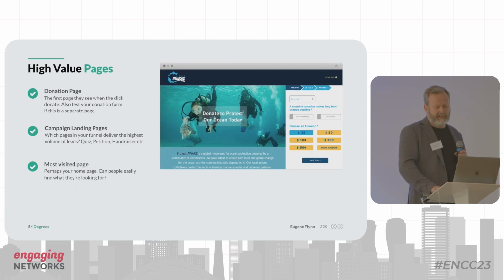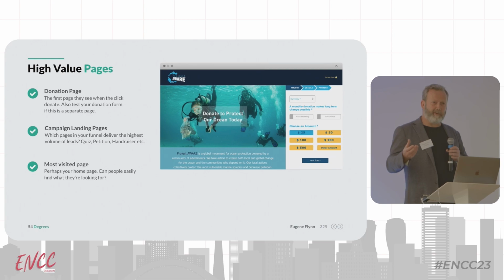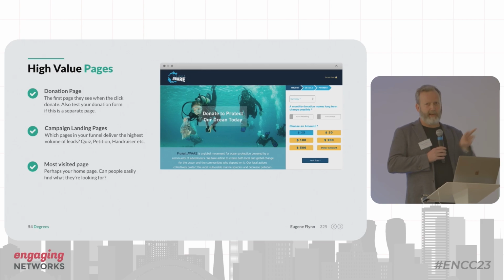So the high-value pages. This may vary, but generally, and this applies to A/B testing as well. So generally, like A/B testing requires a lot of volume through particular pages. So you're looking for the pages that, one, deliver the highest value. So if you're focused on fundraising, it's going to be either your donation form or the pages immediately prior to that, the pages that direct people to the actual donation form itself.